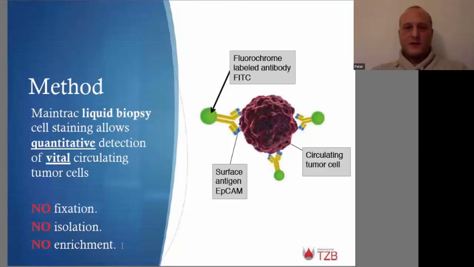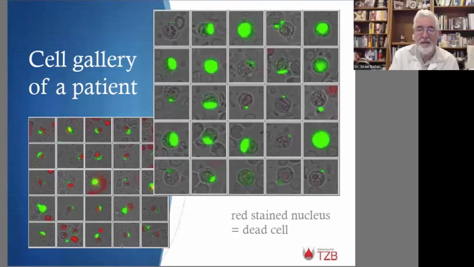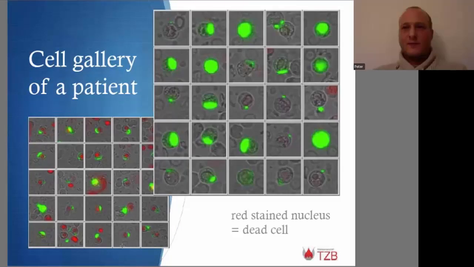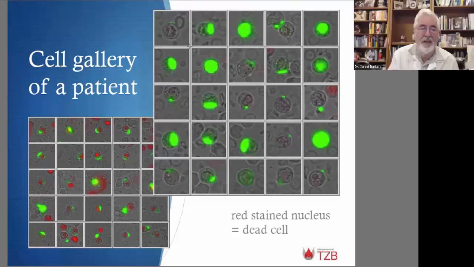Okay. So this is how the cells look. If you look at the cells, you see there are cells with a very high staining, like this one over here, but also with a very low staining, like this one over here. And in the left upper corner.